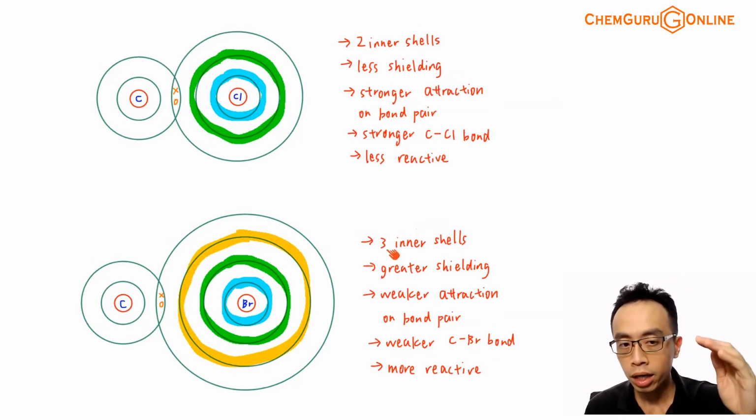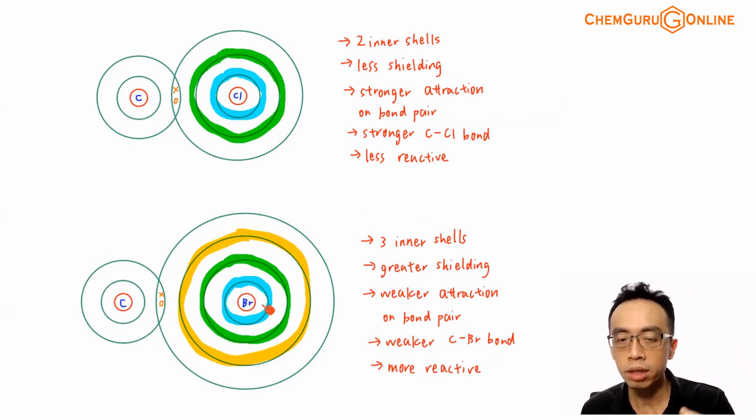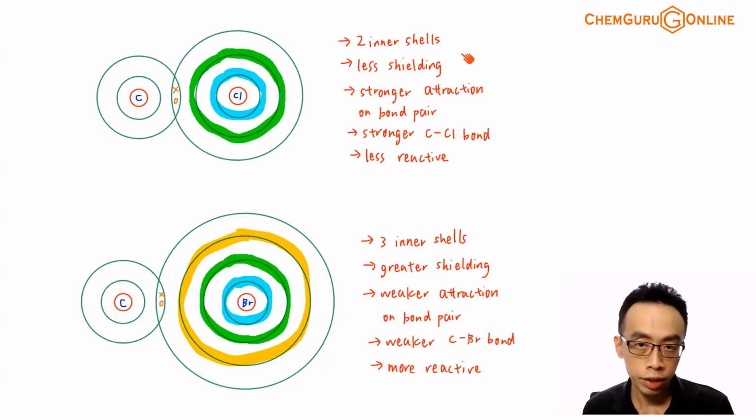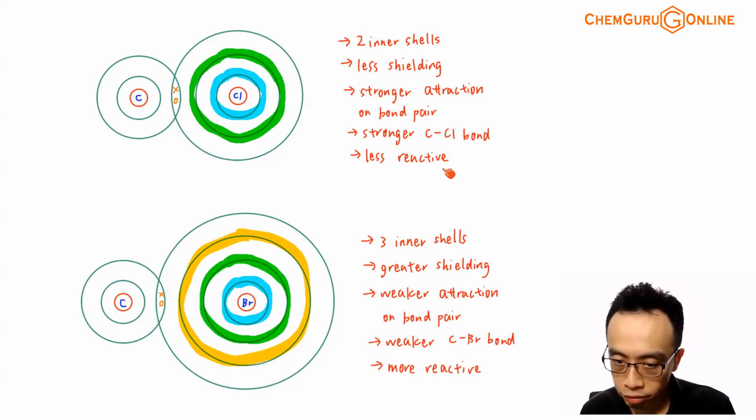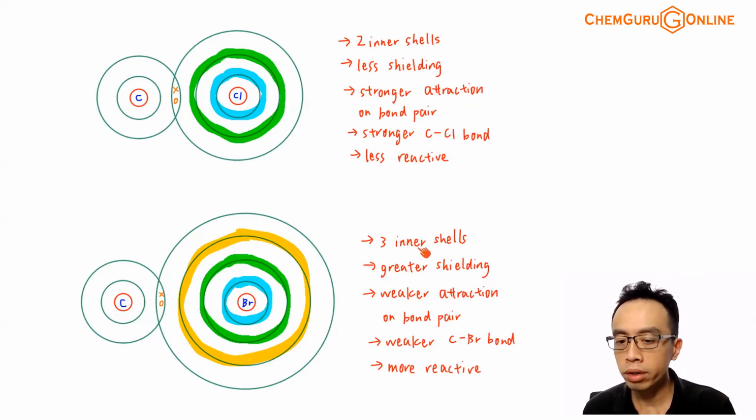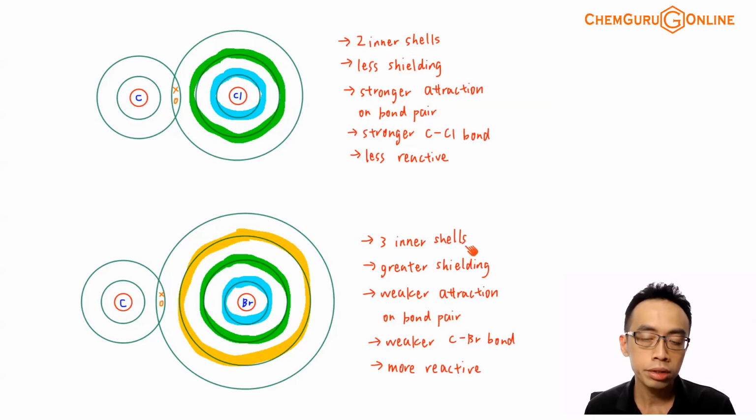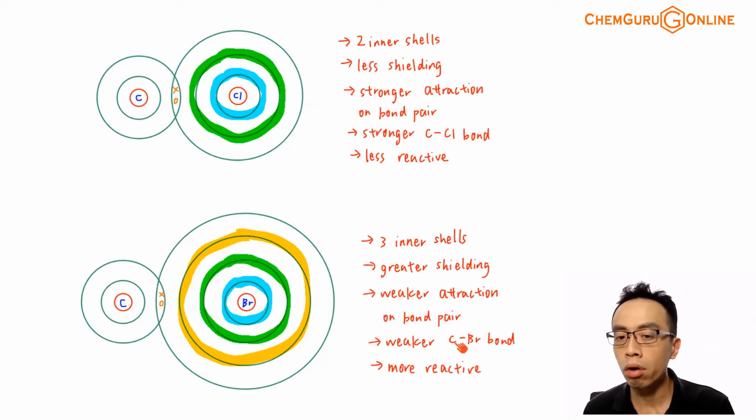So if I compare your C-Cl bond versus C-Br bond, involving chlorine, I'll have fewer inner shells, less shielding. Attraction between the chlorine and the bond pair will be stronger. This means that your C-Cl bond will be stronger. More energy is required for me to break this bond, so it will be less reactive. Involving the C-Br bond, because bromine has more inner shells, the shielding effect will be greater. Weaker attraction on the bond pair of electrons. This means that your C-Br bond will be weaker, and therefore this is more reactive.